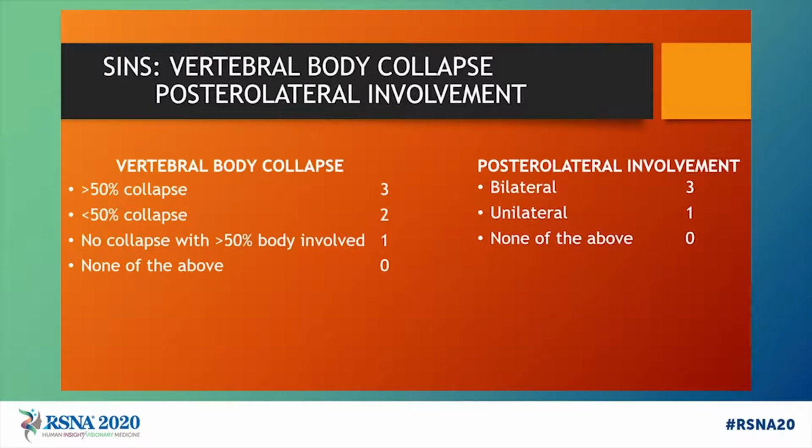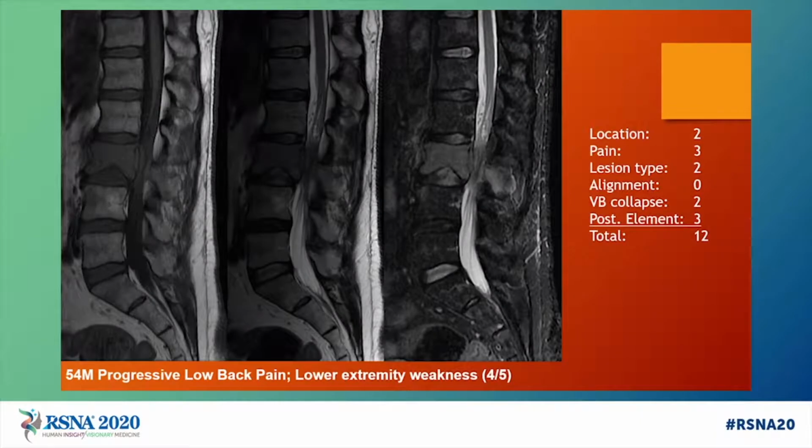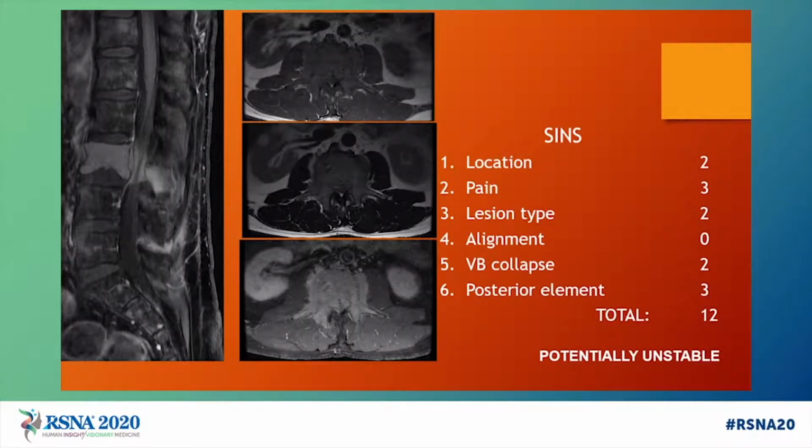Well, let's look at a case. In this gentleman with progressive low back pain and lower extremity weakness, an L3 lesion gets a score of 2. Pain 3. Lesion type lytic 2. Vertebral body collapse partial 2. Posterior element involvement 3. Total score 12. The axial images confirm the bilateral posterior element involvement. And this particular lesion is ranked as potentially unstable.